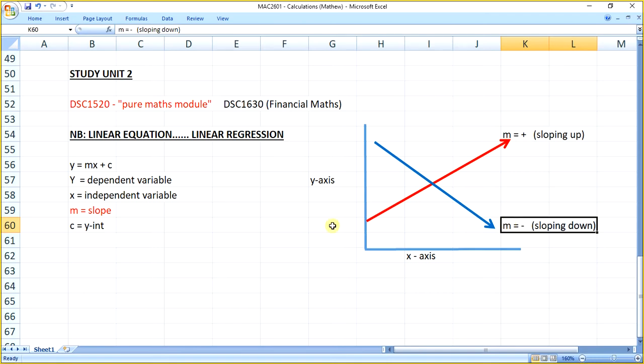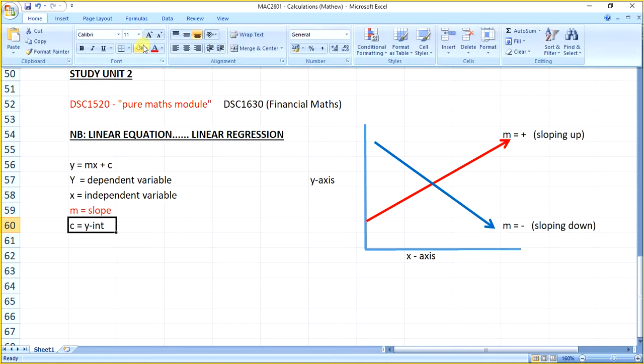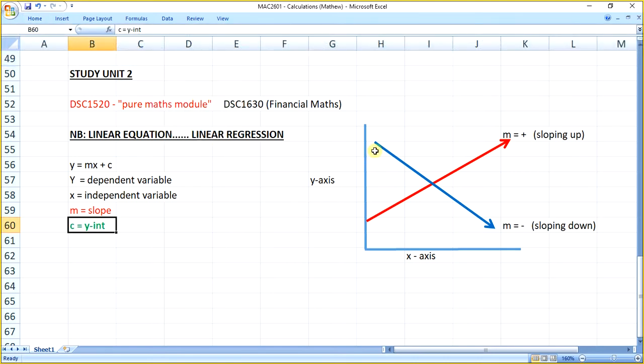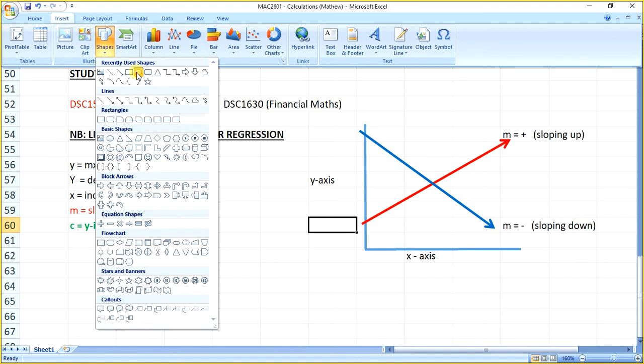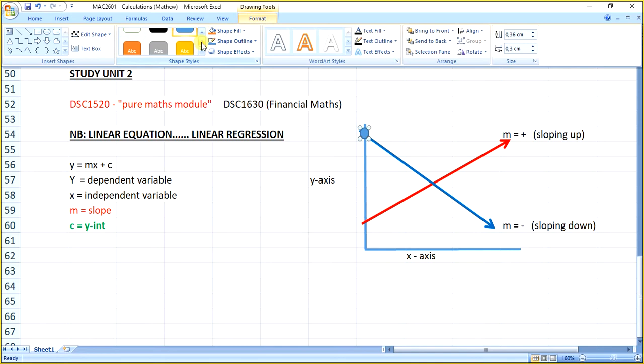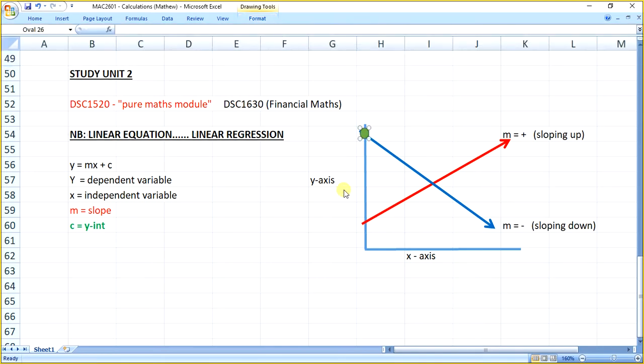Yeah, right. c is the y-intercept. The y-intercept is basically where these lines touch the y-axis. So if I draw a little dot here, that dot represents the y-intercept. This dot represents the y-intercept. It's the point at which the line touches the y-axis. Does that make sense? Yes, 100%.